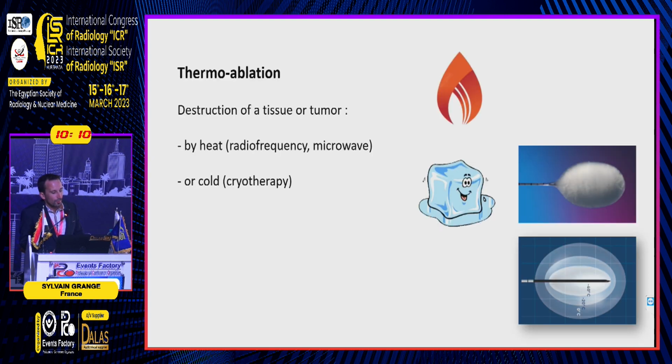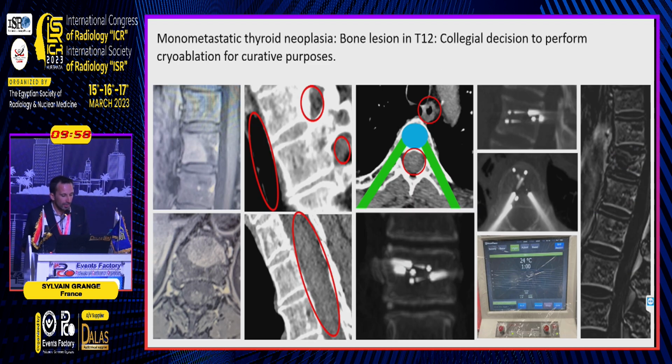Thermoablations, you know that thermoablations consist in destruction of a tissue or tumor by heat, radiofrequency or microwave, or by cold like cryotherapy. You can see here an example of a monometastatic uterine neoplasia with a bone lesion on T12 and a collegial decision. In collegial decision, we perform cryoablation for curative purpose.